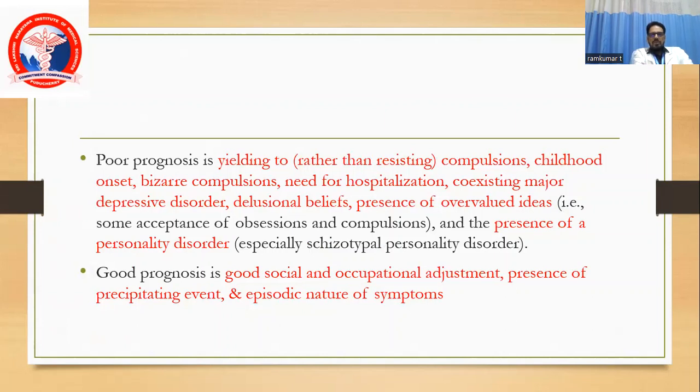Poor prognosis: yielding to, rather than resisting, compulsions, childhood onset, bizarre compulsions, need for hospitalization, coexisting major depressive disorder, delusional beliefs, presence of overvalued ideas, that is, some acceptance of obsessions and compulsions, and the presence of a personality disorder like schizotypal personality disorder. Good prognosis: good social and occupational adjustment, presence of a precipitating event, and episodic nature of symptoms.